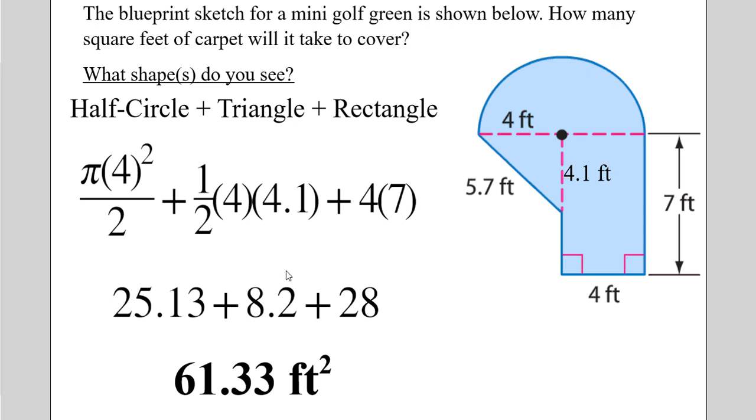25.13 plus 8.2 plus 28. It would take just over 61 square feet of that AstroTurf carpet in order just to make this mini golf hole. So that's how we calculate composite figures. You just cut it into shapes that we already know how to do.